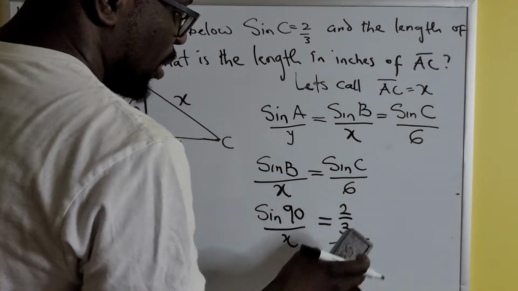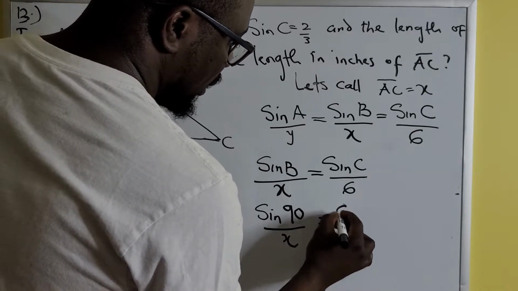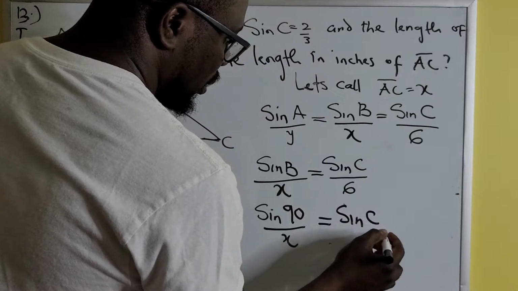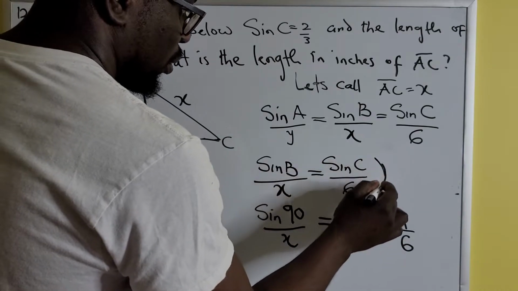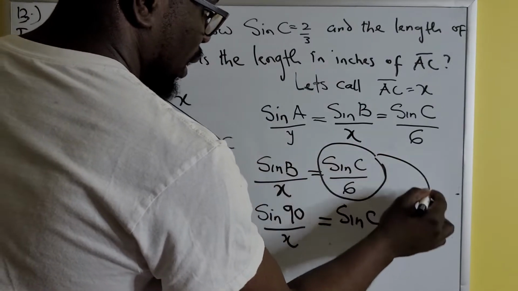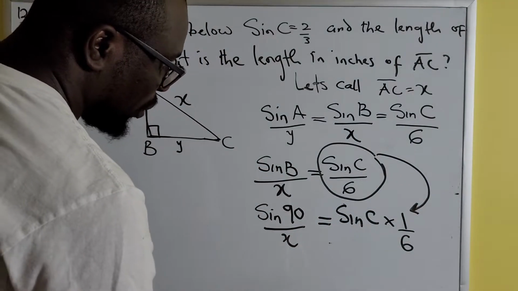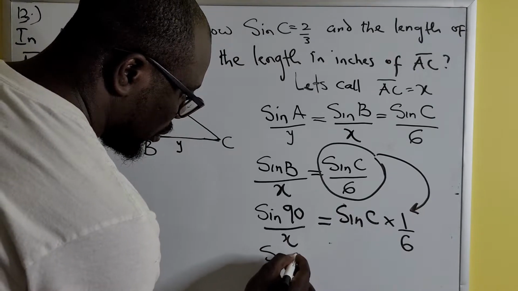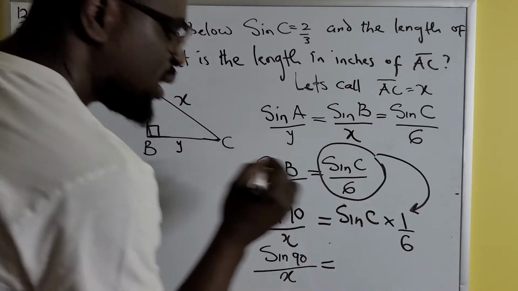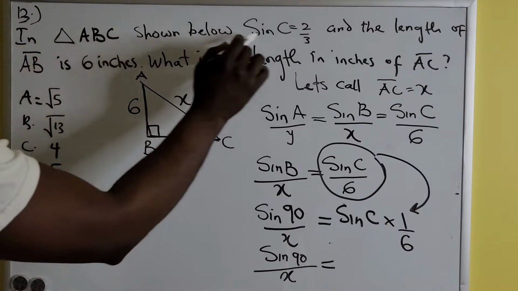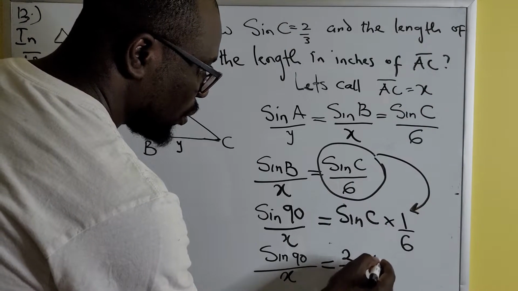Let's expand this right here. This is sine C times 1 over 6. That's what this means. So this right here is the same thing as this. That way it's clearer, you know. So now to write this very well, you have sine 90 over x is equal to, what is sine C? They said sine C is 2 over 3. So you have 2 divided by 3 times 1 over 6.